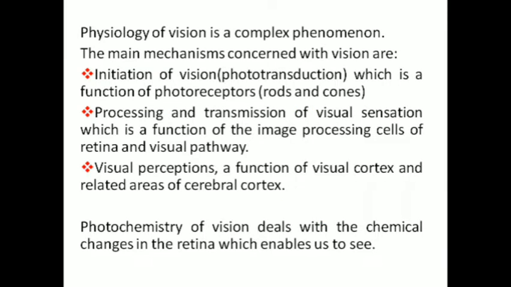The main mechanisms concerned with vision are: first, initiation of vision, that is phototransduction, which is a function of photoreceptors, that is rods and cones. Second, processing and transmission of visual sensation, which is a function of the image processing cells of the retina and visual pathway. Third, visual perception, a function of the visual cortex and related areas of the cerebral cortex. Photochemistry of vision is the first part of the physiology of vision, which deals with the chemical changes in the retina, which enables us to see.